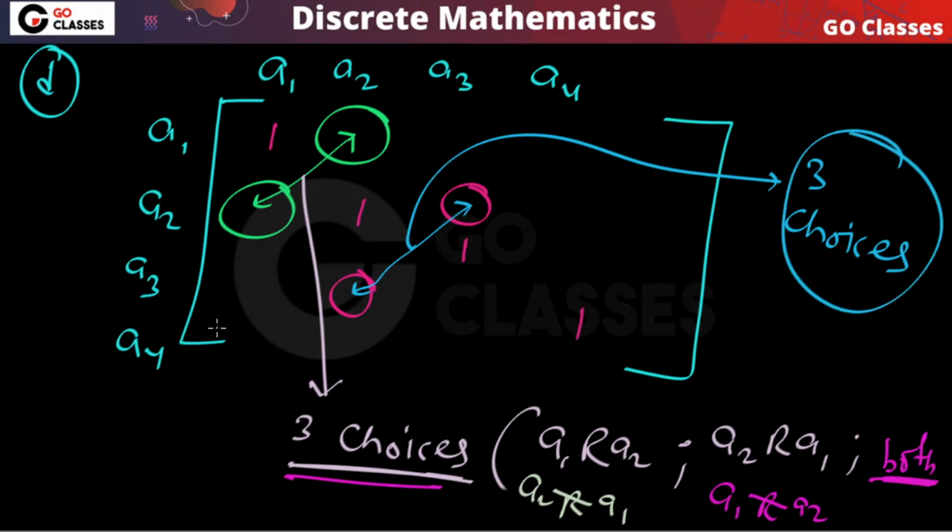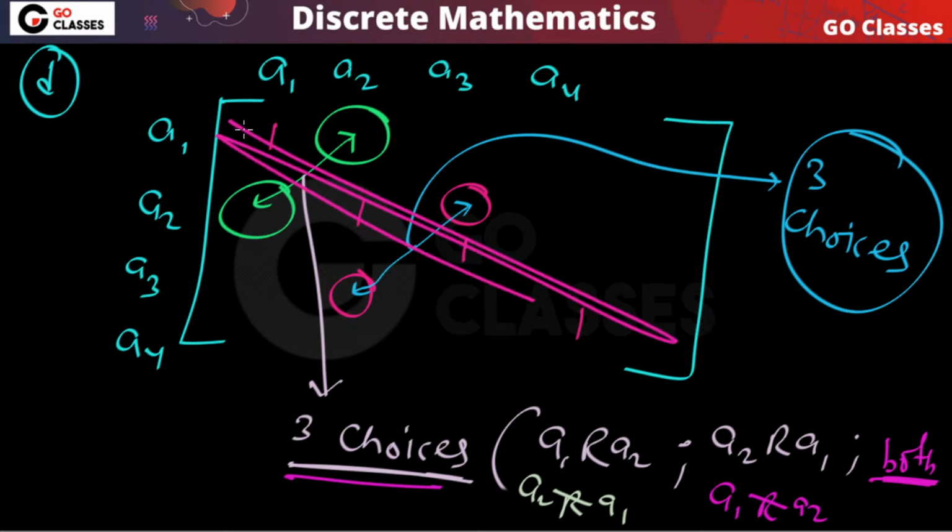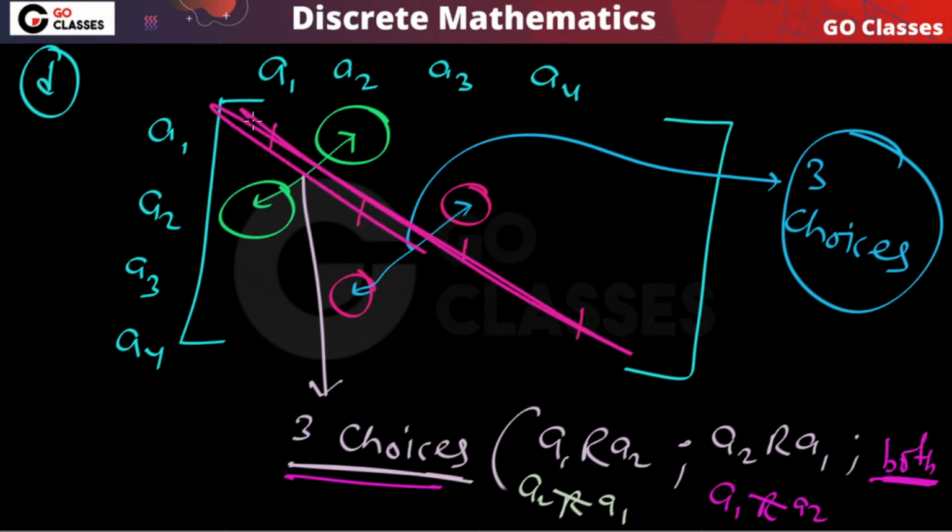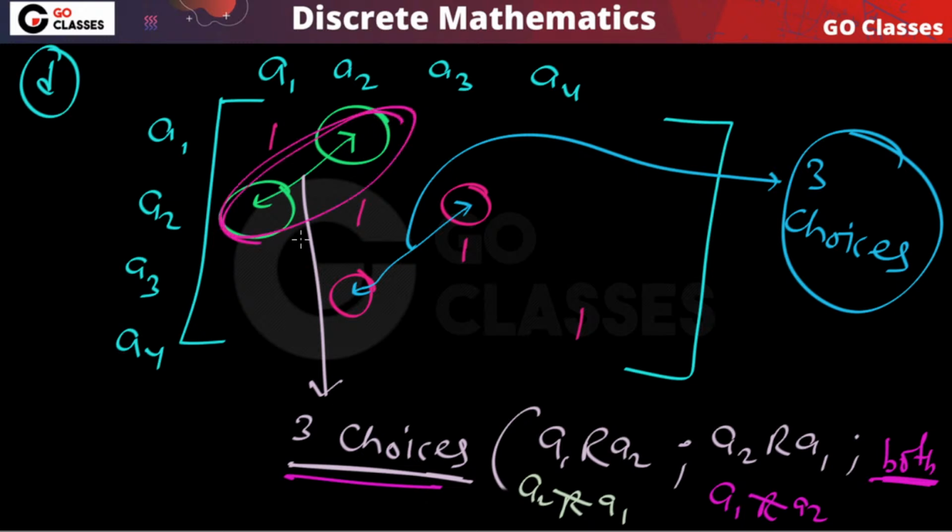Okay, so again there are 3 choices. So I can say that like this. This diagonal, all the entries on the diagonal, this is 1. And you can notice for these pairs, 3 choices you have.